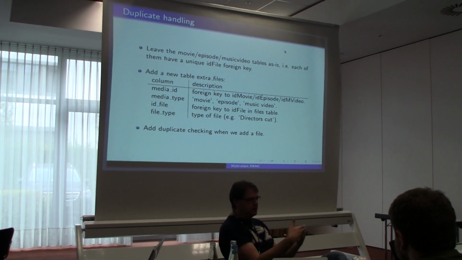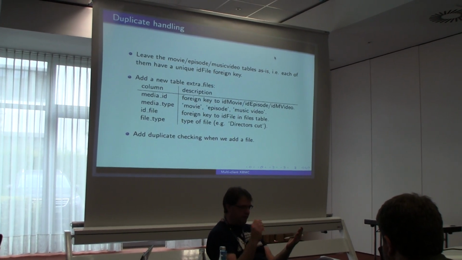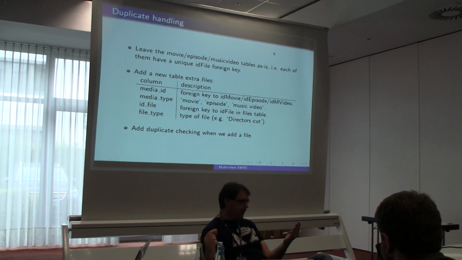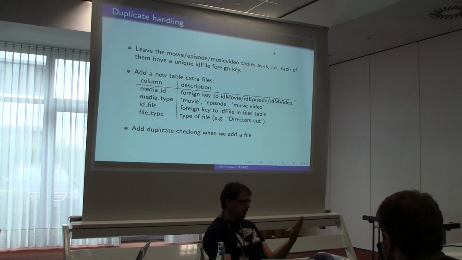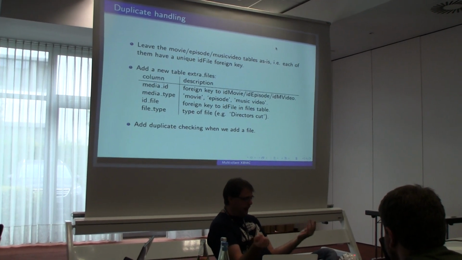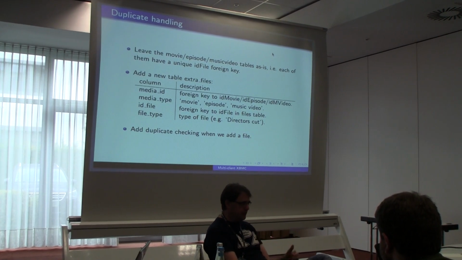And then, when you get a duplicate, you go, okay, I've got two. They're not the same, so all I do is add the file URL to a different table. And it's just a link table. So given an ID movie, you can get all the files that link to it. And given a file, you can get the movie that it links to. So it's easy enough to do.